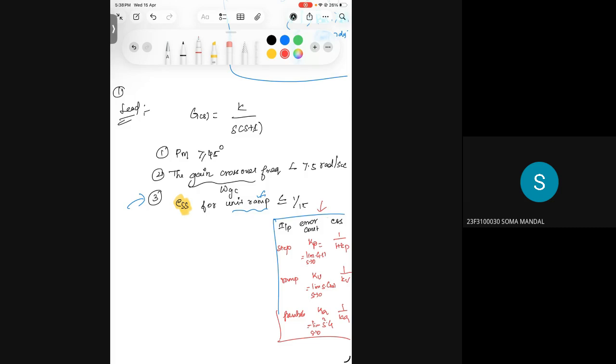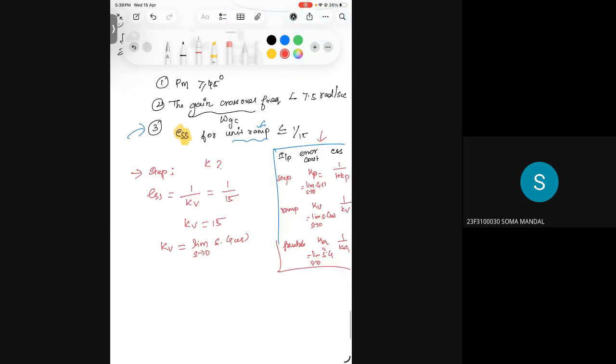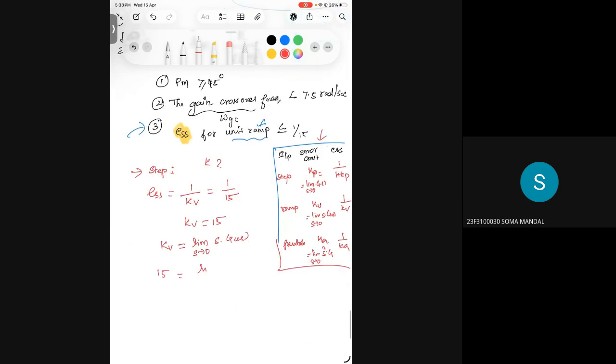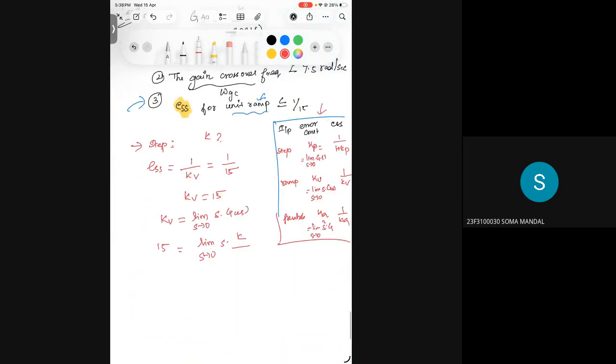So now the given information out of all these things is ESS. So I'm proceeding with step 1, that is to find the K value. How do you find ESS for a unit ramp? So 1 by Kv is equal to 1 by 15. So Kv is equal to 15. Kv equal to limit s tends to 0, s into G of s, where Kv I know it is 15. So this will be limit s tends to 0, s into K by s into s plus 1.